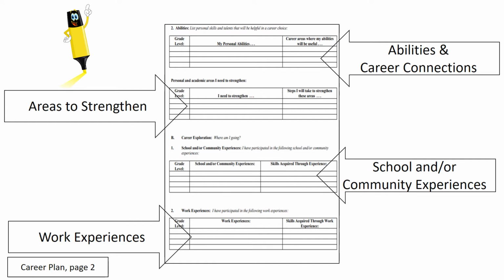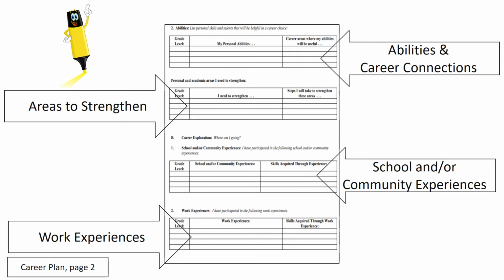In Area B, you'll see career plan, where am I going? The first part talks about school and/or community experiences. Again, keep in mind experiences that have a potential career connection. Some examples could include career fairs, job shadowing experiences, participating in a career day, interviewing someone about his, her, or their career, or participating in a mock or real job interview. These are just a few ideas. There are many more possibilities.